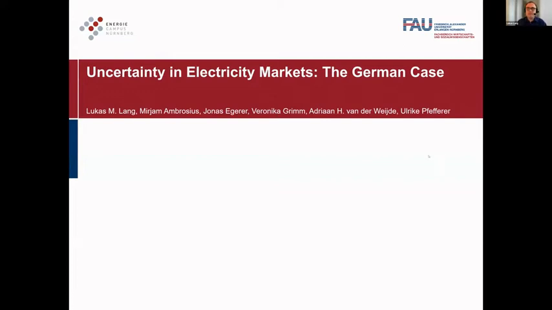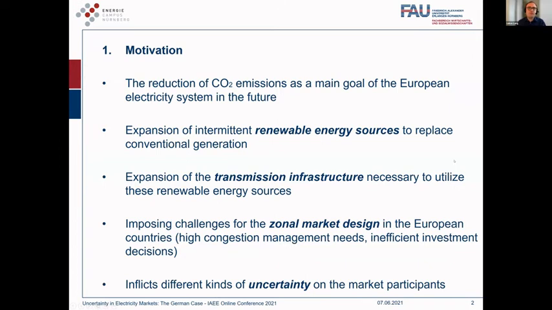So just to give you some short motivation in which context we're talking. Basically, the reduction of CO2 emissions is seen as a main goal of the European electricity system in the future. To achieve this goal, the expansion of intermittent renewable energy sources is the key tool to replace conventional generation and to reduce these CO2 emissions. In order to actually utilize these renewable energy sources, we also need an expansion of transmission infrastructure. And this is also an important part.